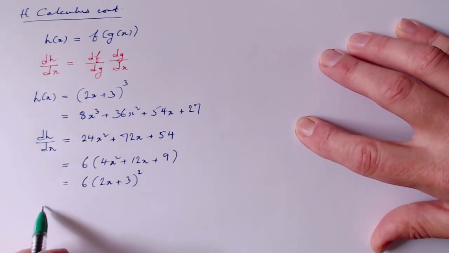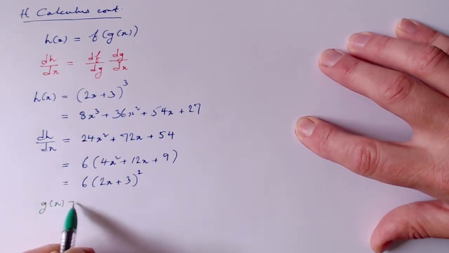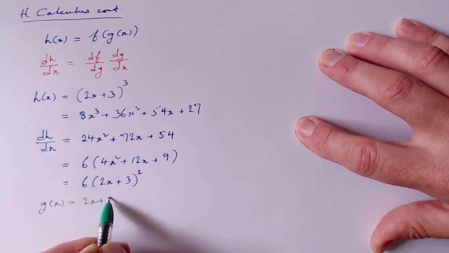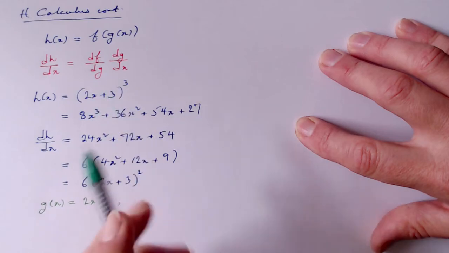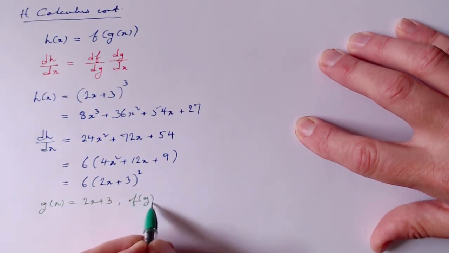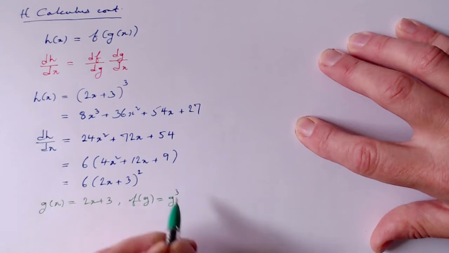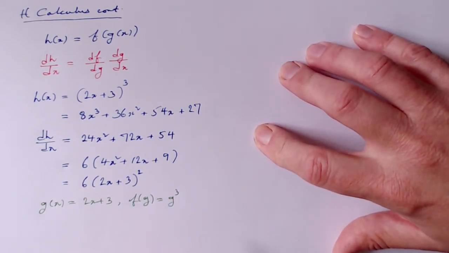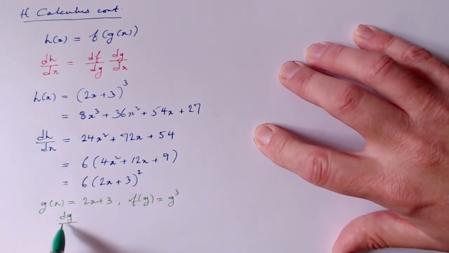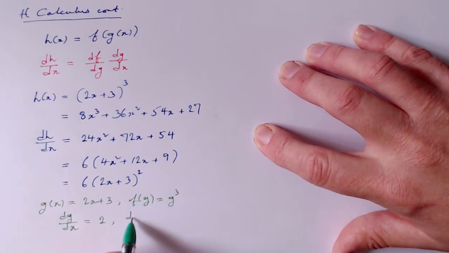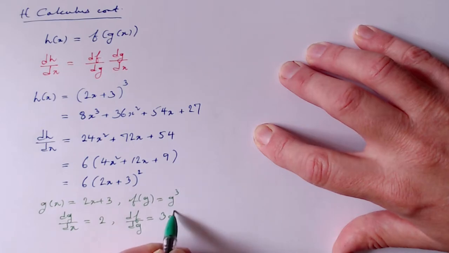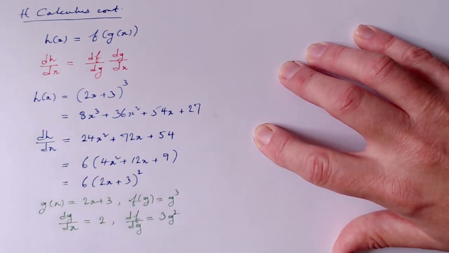Well, we have an inner function g of x, which is 2x plus 3. And then we have an outer function f of g, which is just g cubed. And these two functions are very straightforward to differentiate. We have that dg by dx is equal to 2, and we have that df by dg is equal to 3 times g squared.